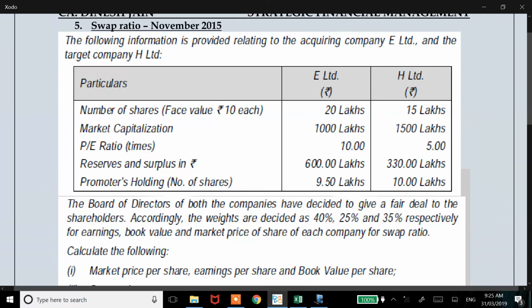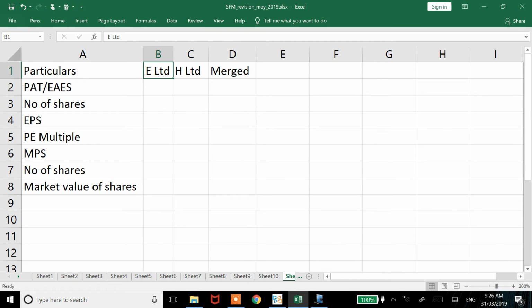Go through question 5 and let's start putting the data in that format. Start putting the data in this format, that is PAT, number of shares, EPS, P multiple, MPS, number of shares and market cap. Put the information in this format.